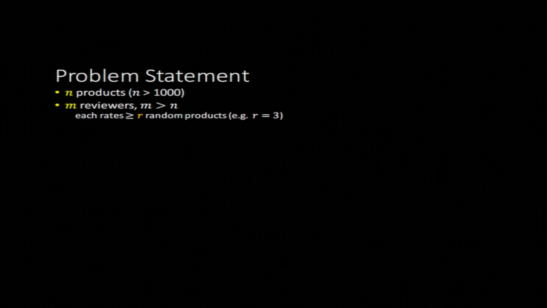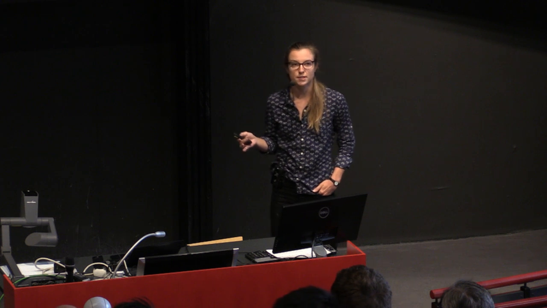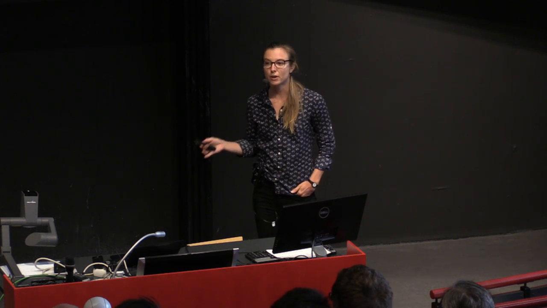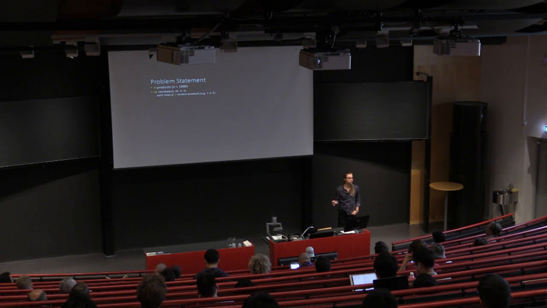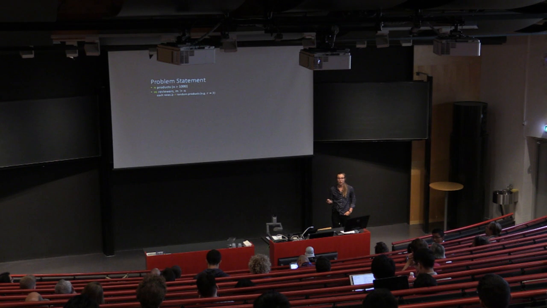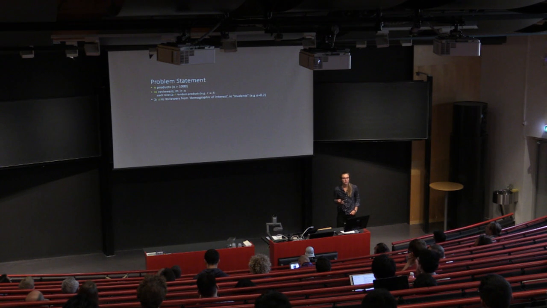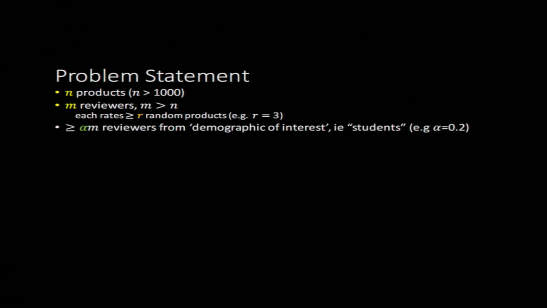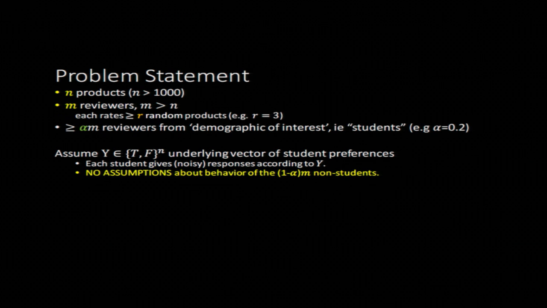Now let's suppose that long after you collect this data set, you'd like to learn the preferences of a specific demographic. So perhaps we care about graduate students. We'd like to learn which products graduate students think are good or bad. Unfortunately, when we collected the data set, we didn't have any demographic labels. So we don't know which reviewers actually are students and which reviewers aren't. But perhaps we do know that at least an alpha fraction of our reviewers are students. And additionally, we're going to assume that all of the students agree on which products they think are good or bad. So there's this underlying vector y that's going to describe the student preferences on the N products.